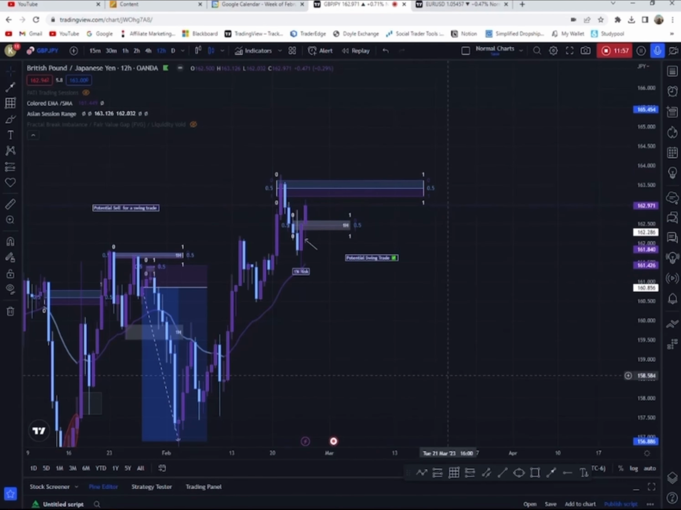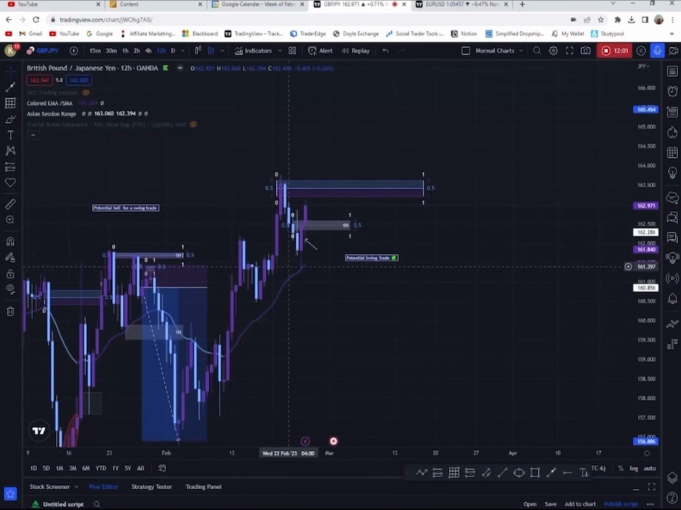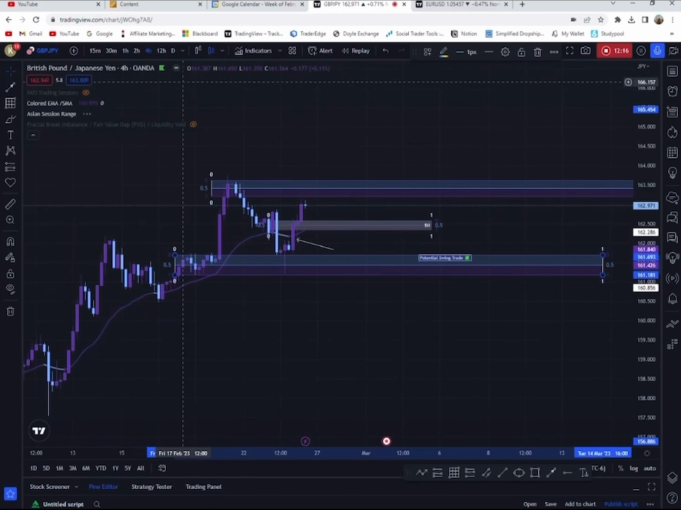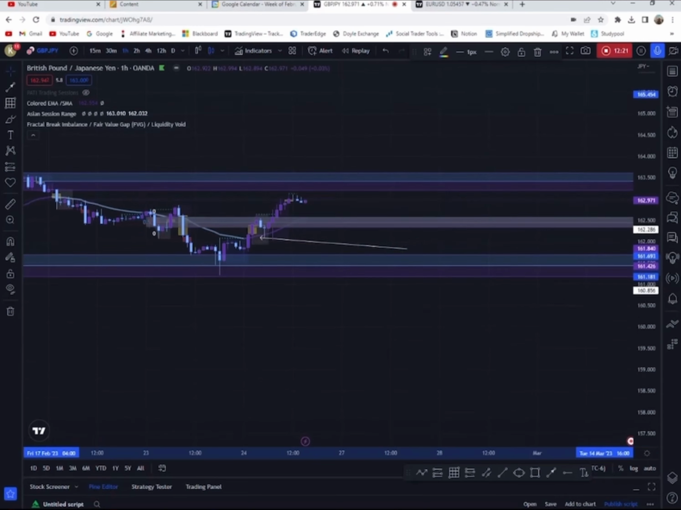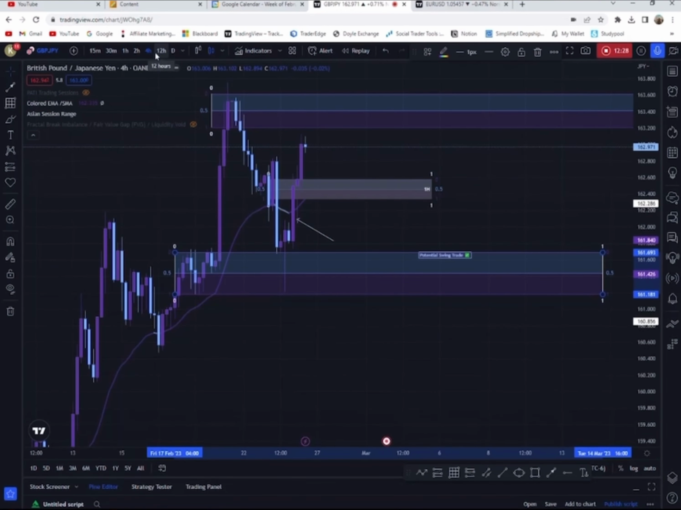I'm just gonna get rid of this. It did wick off of this moving average, and it did mitigate this demand zone right here. So that's great as well. That means it went for a lower low and then wicked off, and it's starting to create higher highs. We're just gonna wait for this setup. So for my swing trading pairs, I only use the 1 hour, the 4 hour, the 12 hour, and then I might use a daily every now and then.